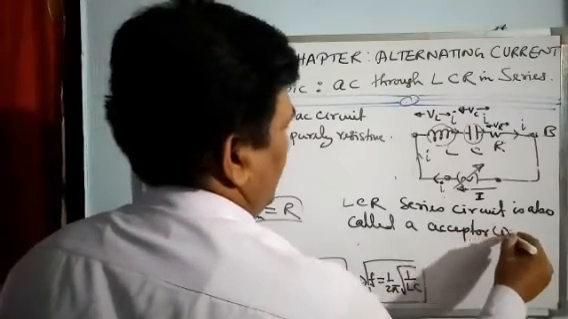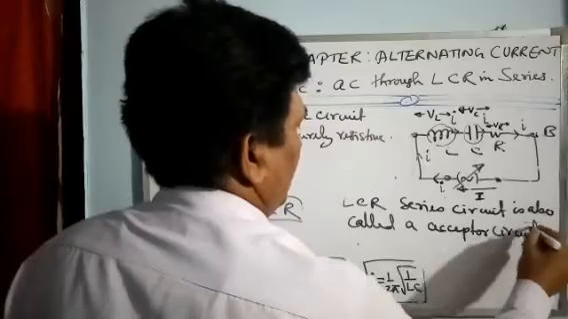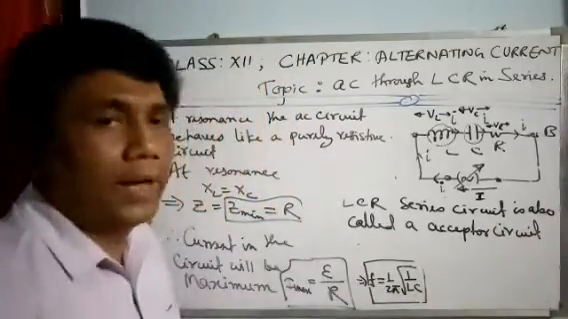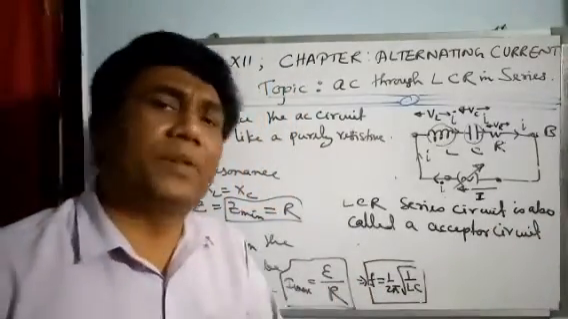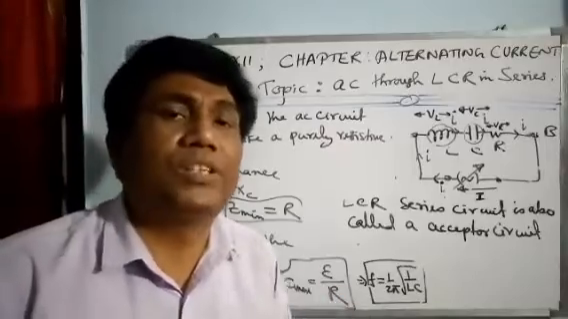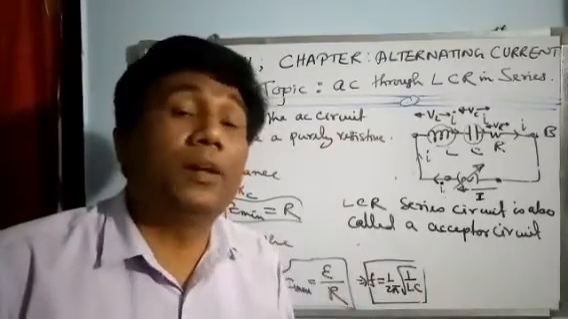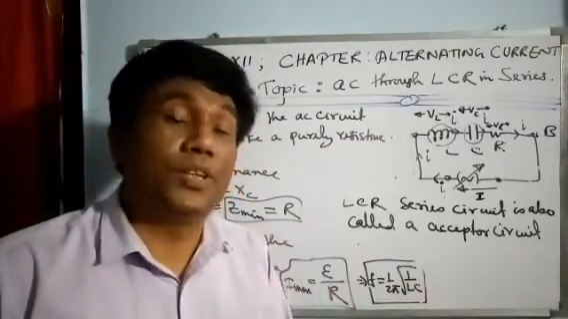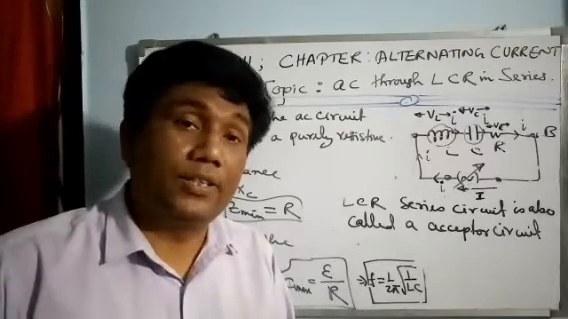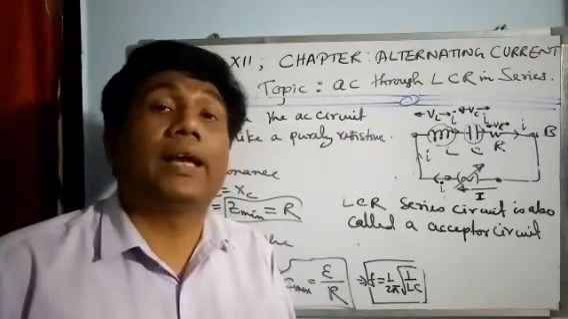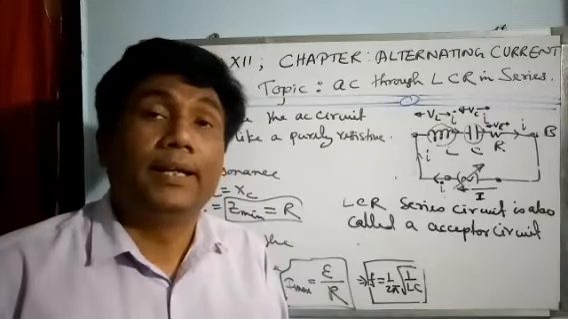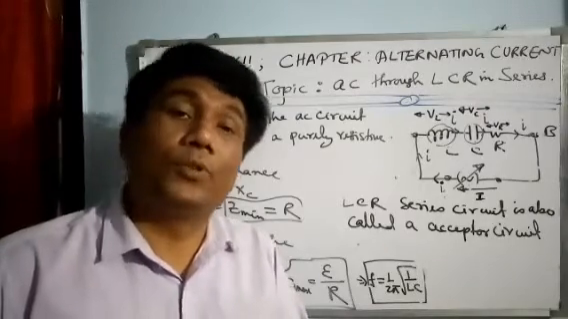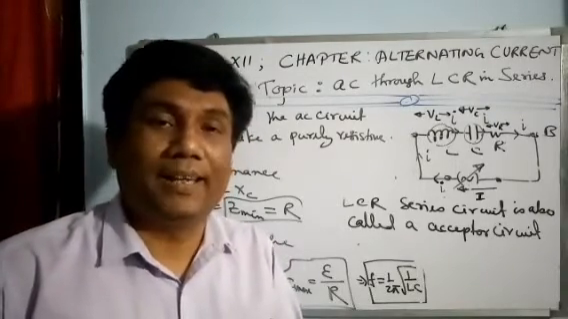No need to say why it is called acceptor, because it accepts a particular frequency AC. Which particular frequency? That is the resonance frequency. What is resonance frequency? At resonance frequency, XL equal to XC, meaning the opposition offered by the inductor is equal and opposite to the opposition offered by the capacitor.